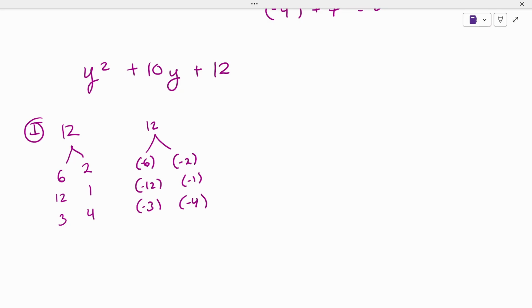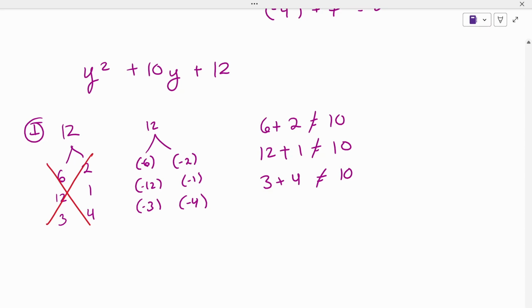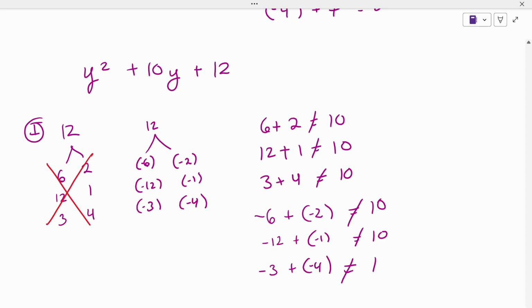Now, if you took any of these factors, you'll note that 6 plus 2 doesn't equal a positive 10. 12 plus 1 doesn't equal a positive 10. 3 plus 4 doesn't equal a positive 10. So all of these factors on this side are totally meaningless. But then if you have a negative 6 plus a negative 2, that doesn't equal a positive 10. Negative 12 plus a negative 1 doesn't equal positive 10. And a negative 3 plus a negative 4 also doesn't equal a positive 10. And so you're in trouble.